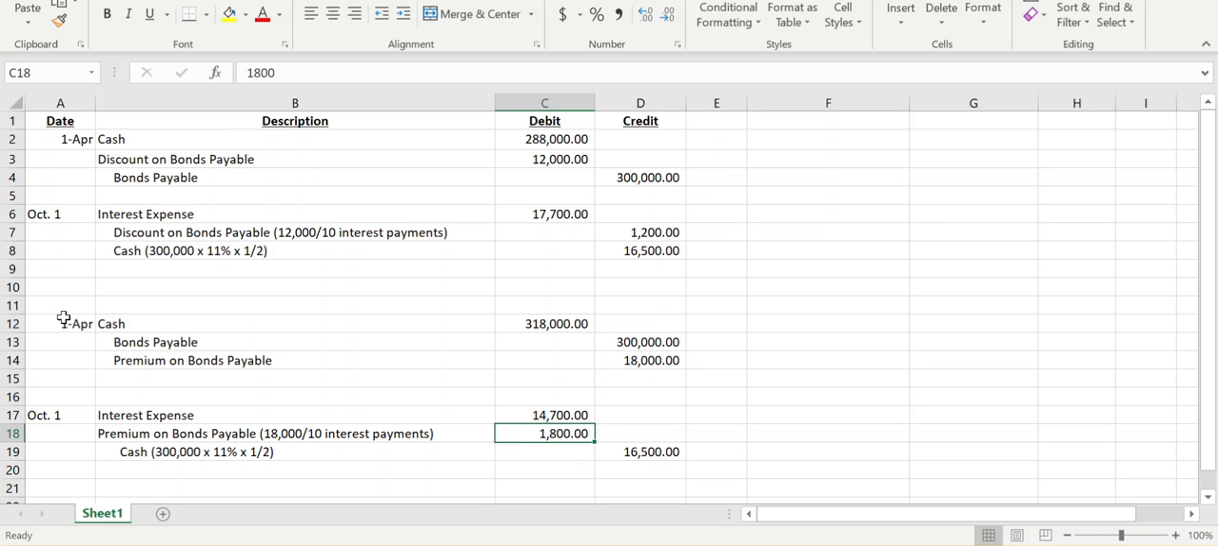So it's basically seen as less interest over time versus under a discount, we record more in interest expense than what we actually pay out because we're going to give back more in a lump sum. We're going to pay back $300,000 in a lump sum when we only got a lump sum of $288,000. So it's seen as additional interest. That discount is seen as additional interest over the life of the bond.